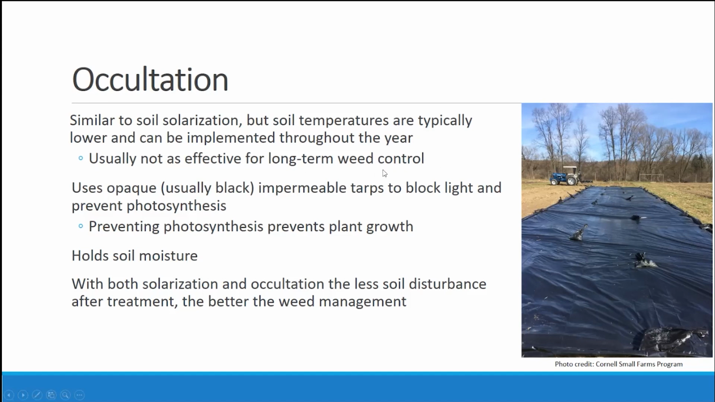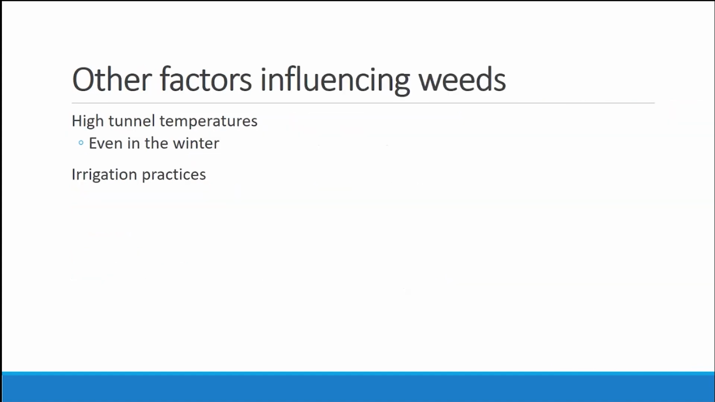It's maybe more of a suppression strategy, but it uses opaque, usually black, impermeable tarps to block light and prevent photosynthesis. So preventing photosynthesis prevents plant growth. That's the thought there, right? That's the goal. These tarps also hold soil moisture. But with both soil solarization and occultation, the less soil disturbance after treatment, the better the weed management, right? So you wouldn't want to then come in with a tiller, right?